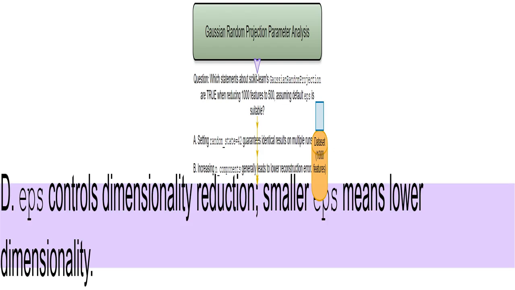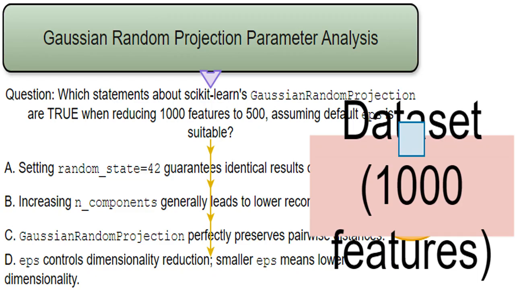This statement is also incorrect. The "eps" parameter controls the accuracy of the projection. A smaller "eps" means you want a more accurate projection, which typically requires a higher, not lower, dimensionality to achieve. This tells us we're dealing with a high-dimensional dataset, having 1000 features initially. Gaussian random projection is useful for reducing the number of features in such scenarios.